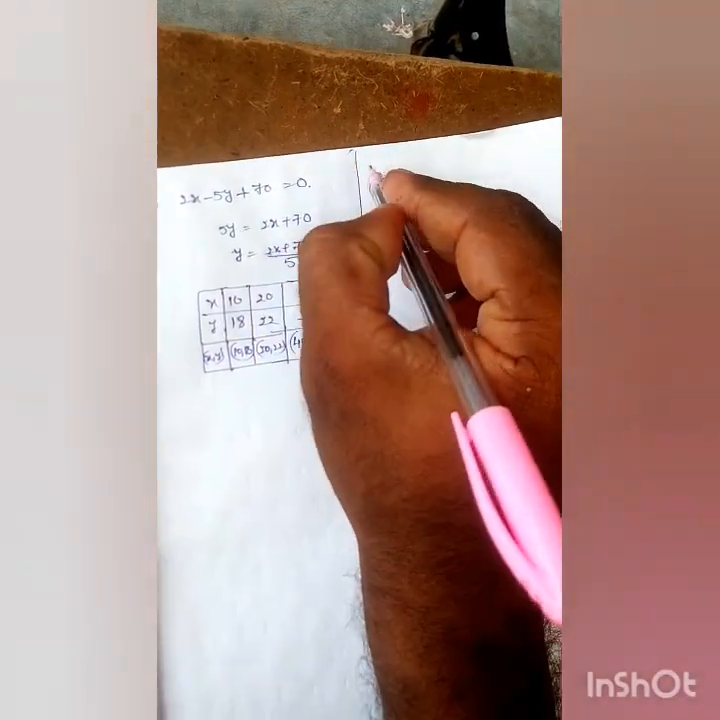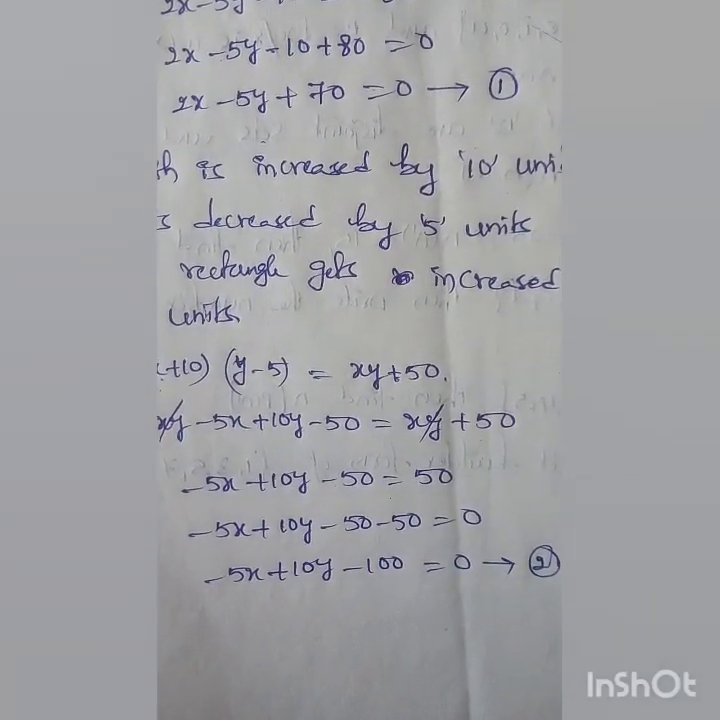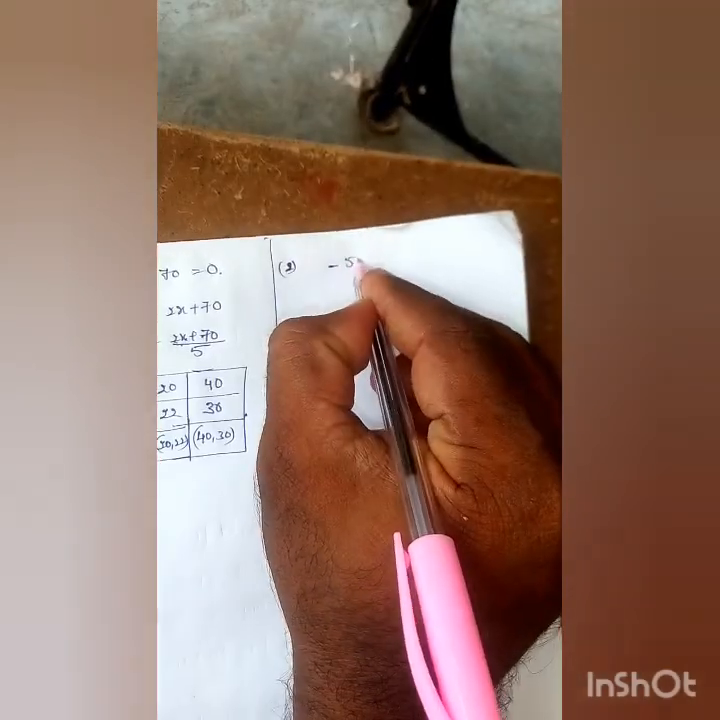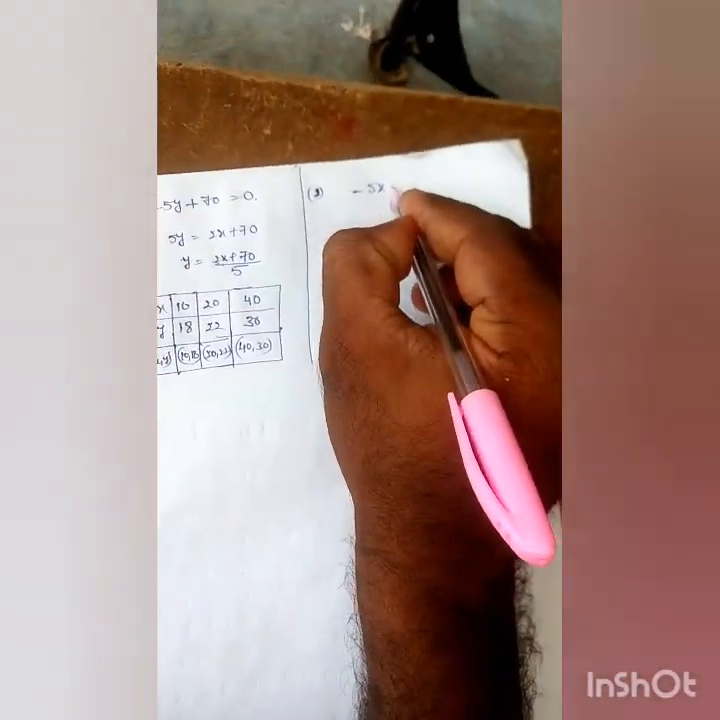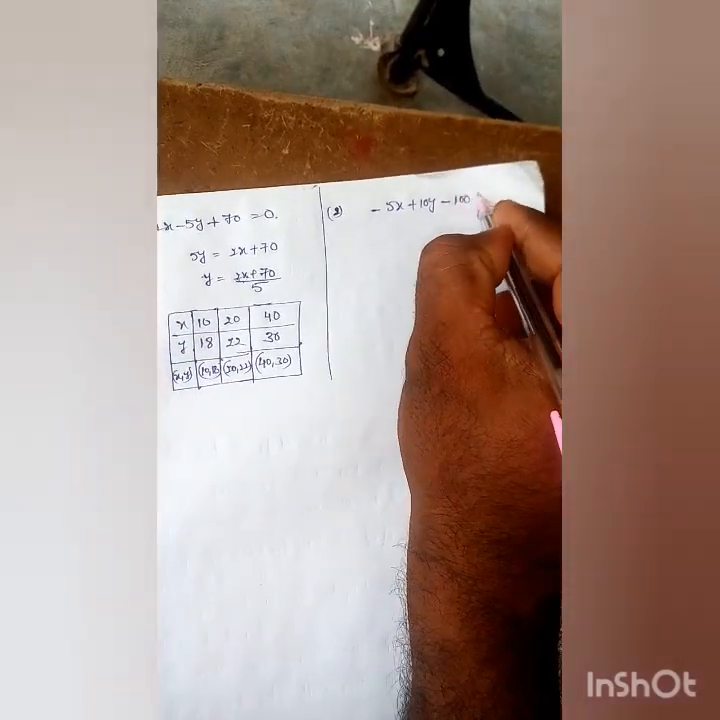What is the second equation here? Now I am taking the second equation: minus 5x plus 10y minus 100 equal to 0.